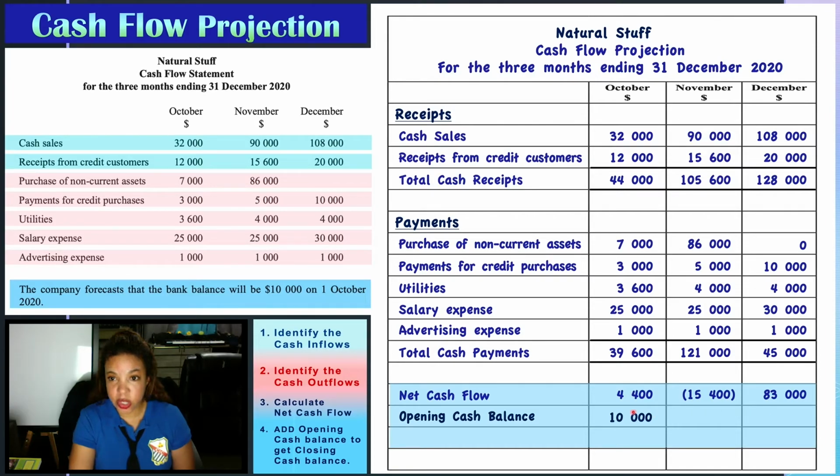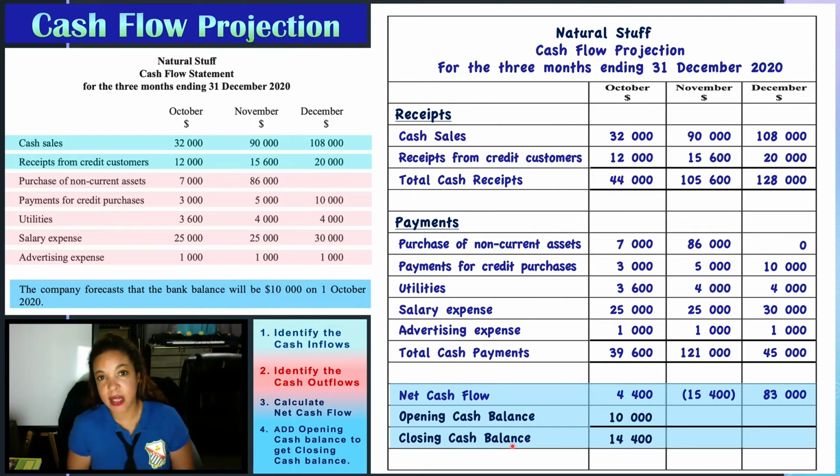So what we are going to do now, from now on, we are not going straight across and plugging in figures. We are going to do our calculations per month. So we have our net cash flow, 4,400 for October. We have our opening cash balance, $10,000 for October. So you're going to add these two, and what you will get is your closing cash balance, which would be 14,400. Pause.